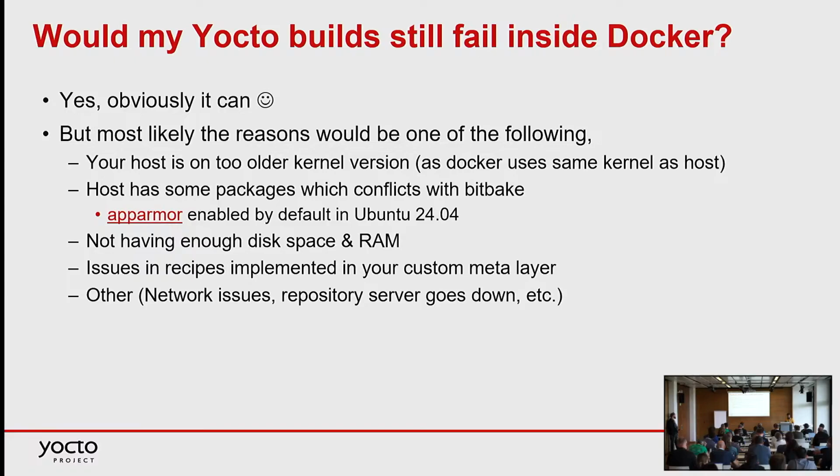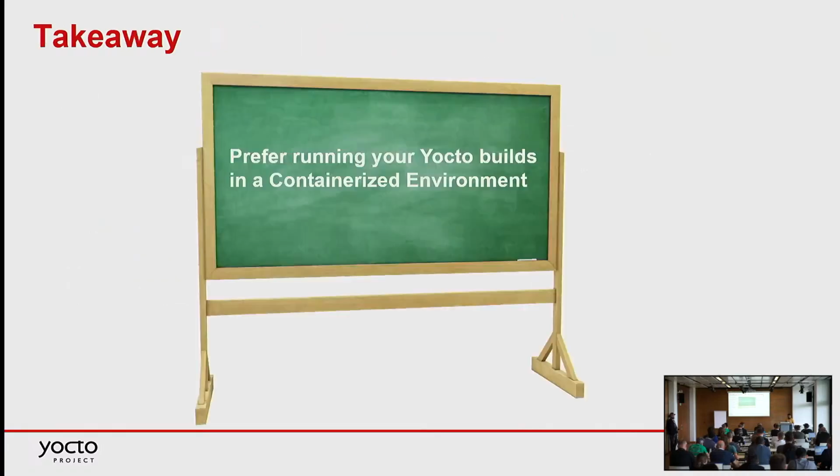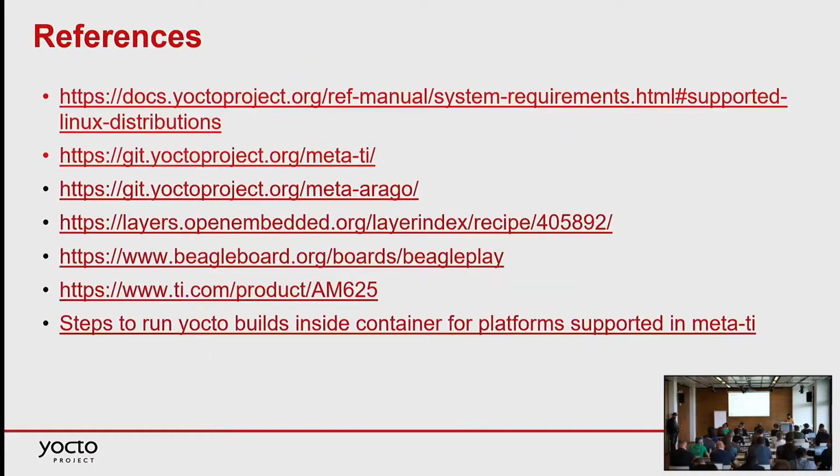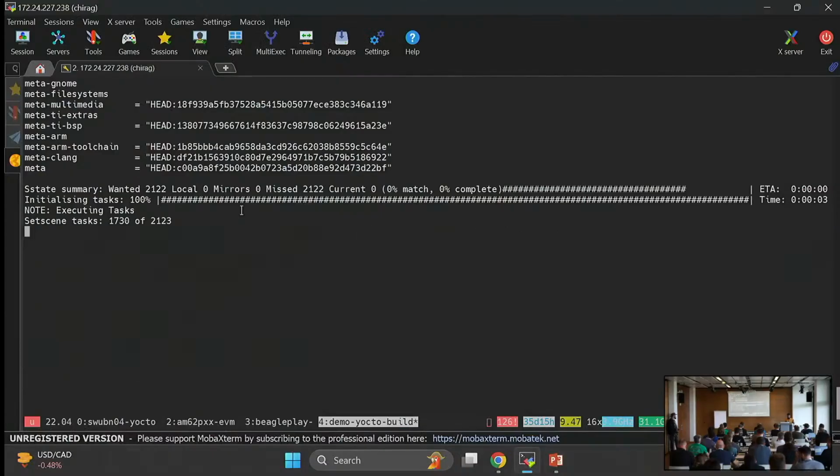Third reason is definitely not having enough disk space and RAM size. And lastly, there might be some issues in your own custom implemented meta layers, and other issues can still exist, like network issues, repository servers going down, etc. So a major takeaway from this session would be to prefer running your Yocto builds in a containerized environment. These are a few references which I have attached, and yeah, I still have my Yocto build running.